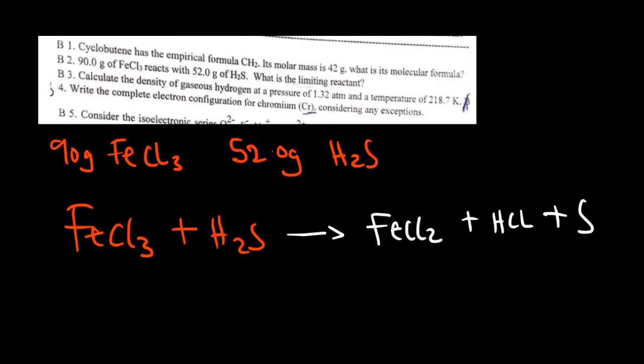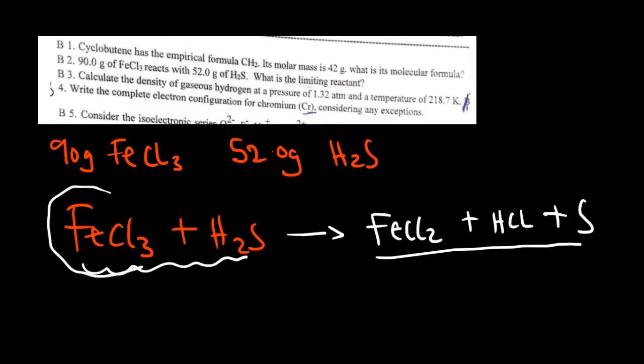Okay, so these are the products that you get when these two react. How can we find the limiting reactant? We would have to find the moles of this one, and also the moles of this one, and then we can pick any product that we want here. So we're going to be using the molar ratios of the reactants to the molar ratios of the products.